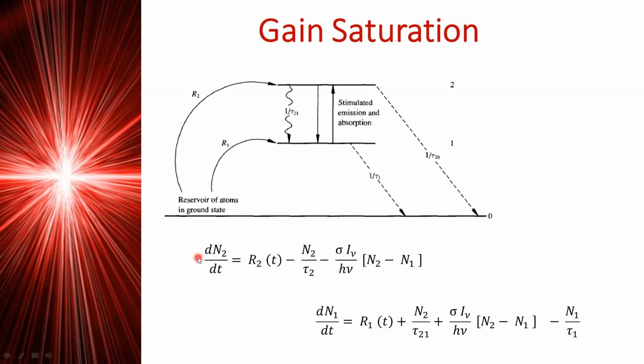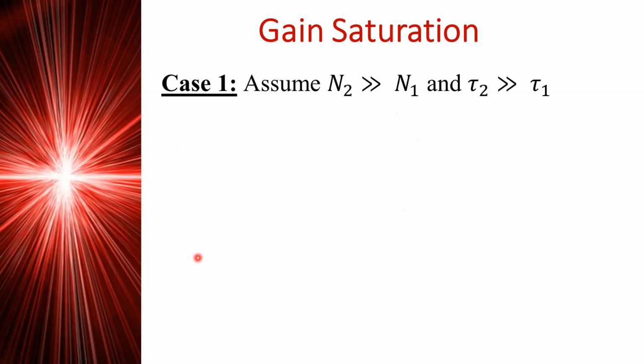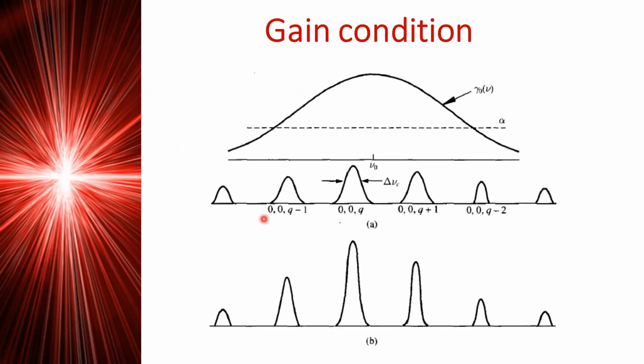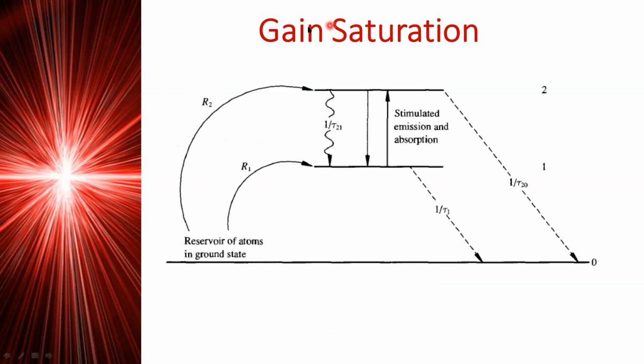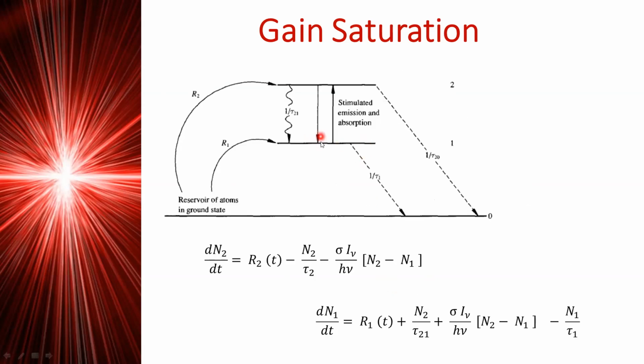Please don't forget that we are still answering the question. Is this gaining process a continuous process till infinity? Is this an endless process, or does it have some saturation? That's why these slides are named gain condition and gain situation. So this is what we are searching for. We start with the three energy levels. We write a rate equation for energy level number 2 and energy level number 1.